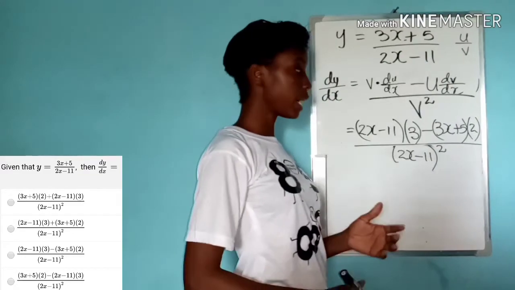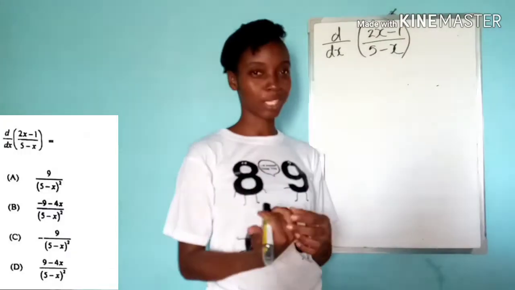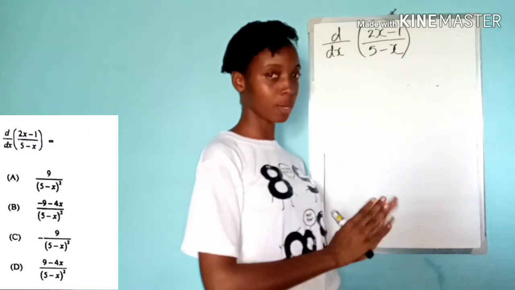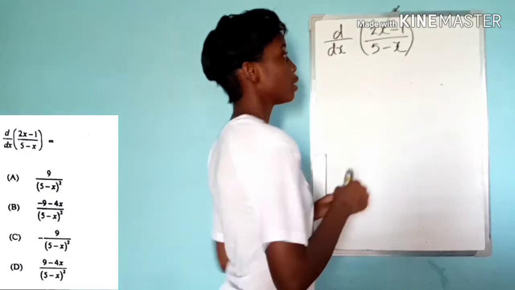And if you take a look at the options, we are done. All right, so that question should set us up nicely for this one. This is also a question in which we're going to be using the quotient rule. And so here we go again.